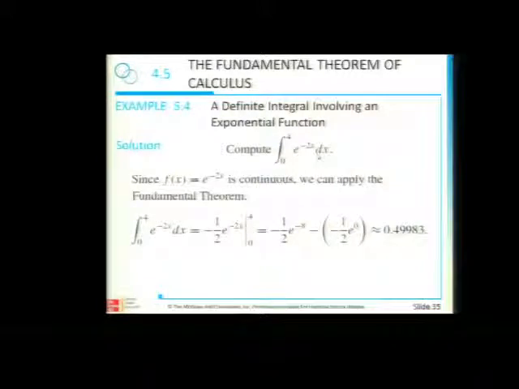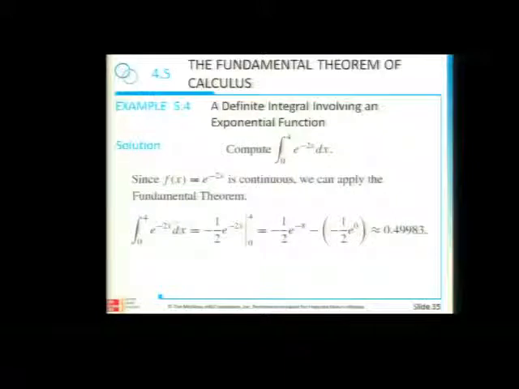This one is an exponential function. We integrate this from 0 to 4. First of all, before you apply the fundamental theorem of calculus, make sure the integrand is continuous within the given interval from 0 to 4. And that one we can see by inspection, right? So from 0 to 4, the exponential function always has a value, therefore continuous. And now we can apply the fundamental theorem.